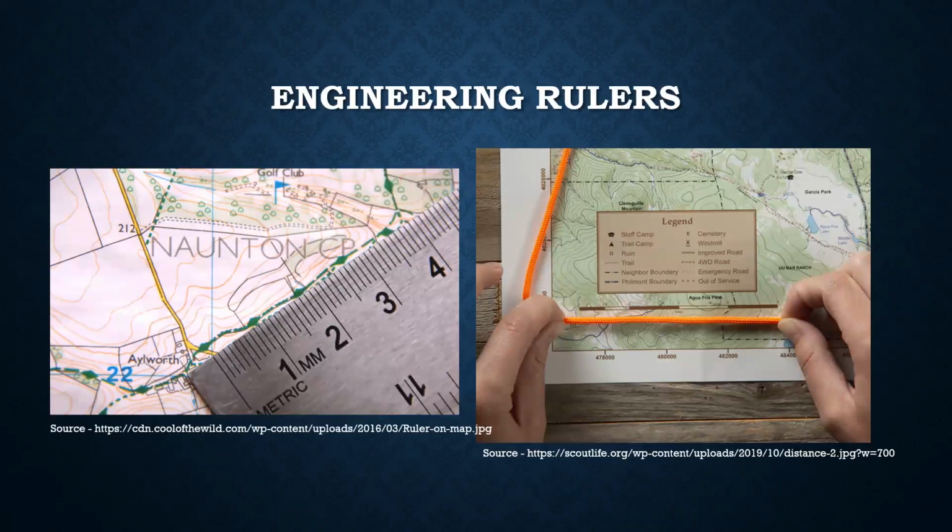Engineering rulers are useful. I won't go over it that much, but basically you can do the same thing with a string. That helps you with the stream center line when it's more curvy. You can also do the same thing with a ruler. So same thing: paper, ruler, string.